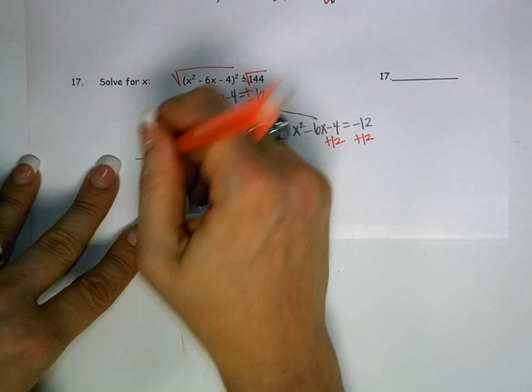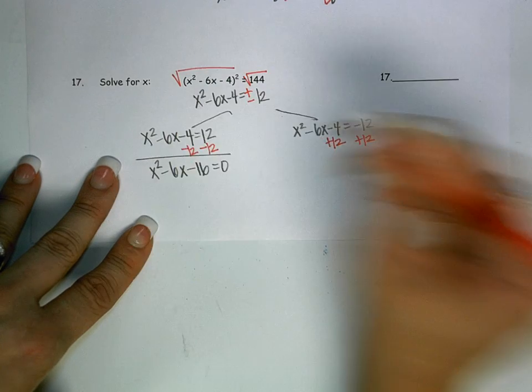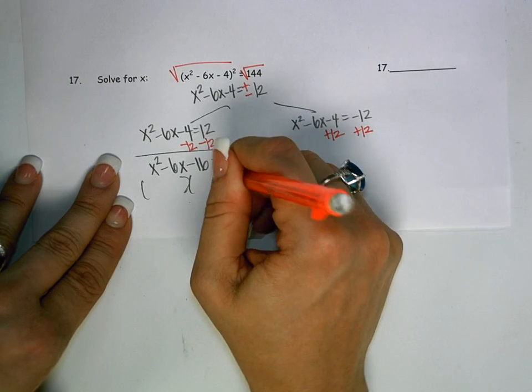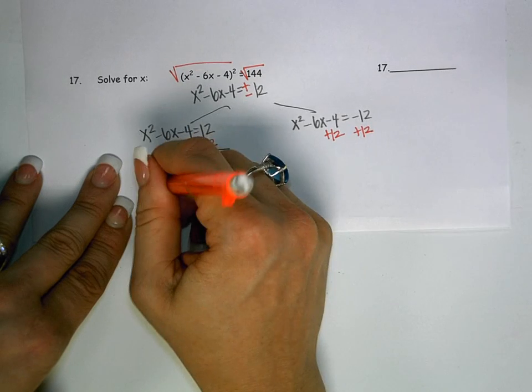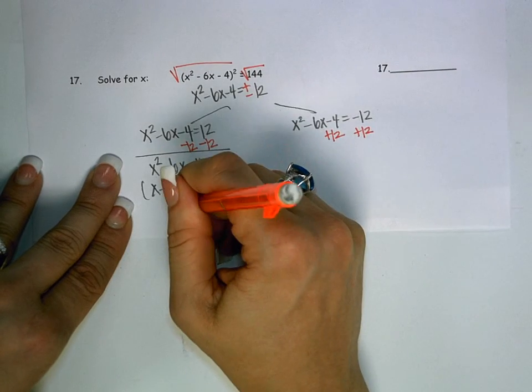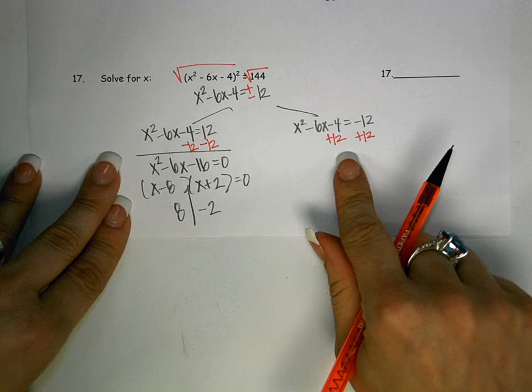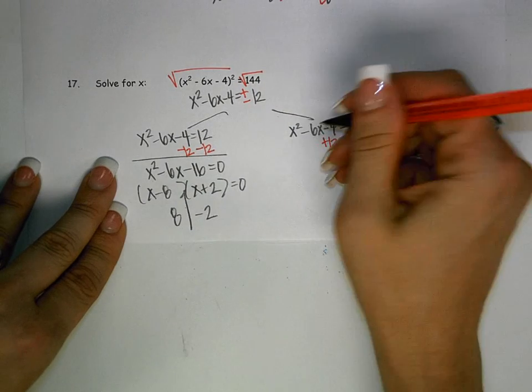So here, this is going to leave us with x squared minus 6x minus 16 equals 0. That is factorable. x minus 8 and x plus 2. Break those apart. Positive 8, negative 2 are answers. But you're not done. I have to do the same thing on this side.